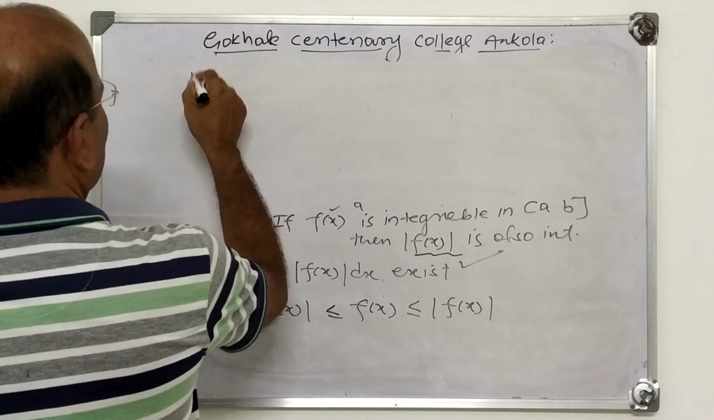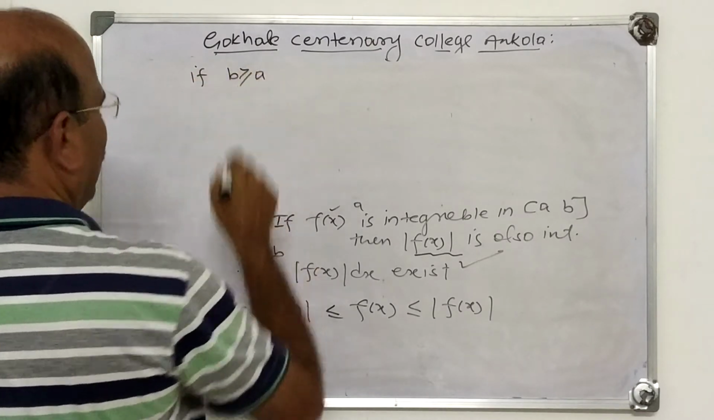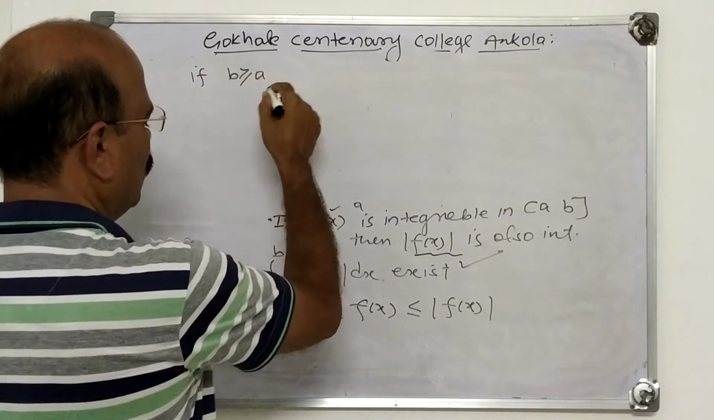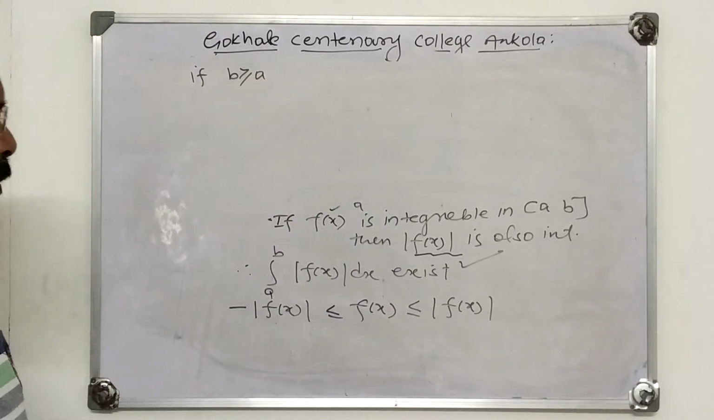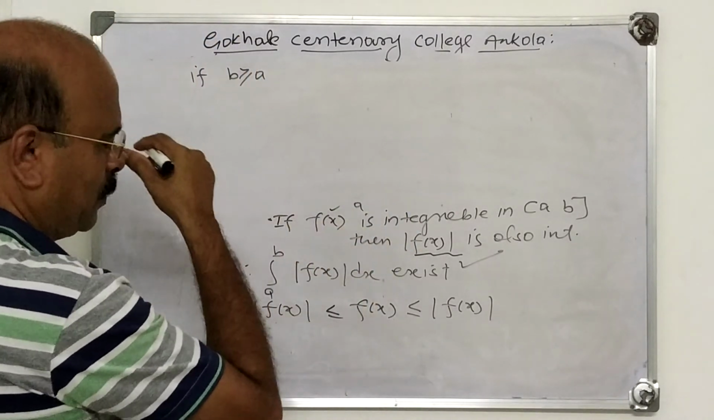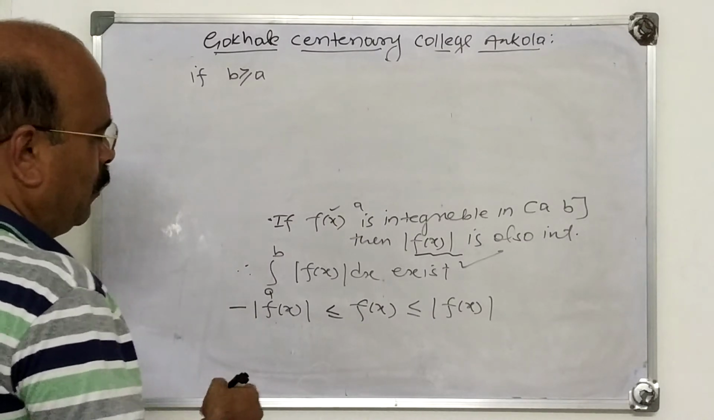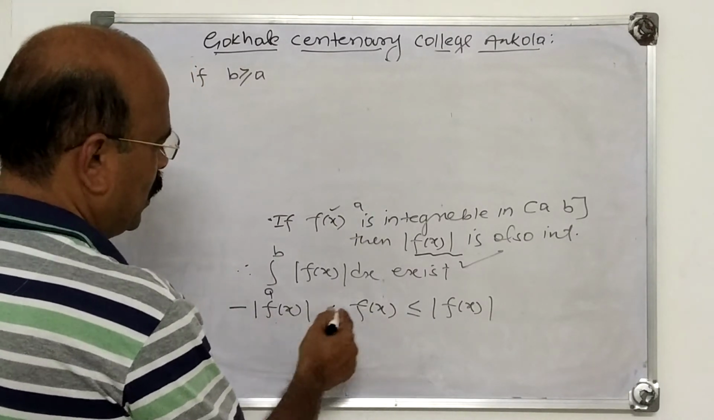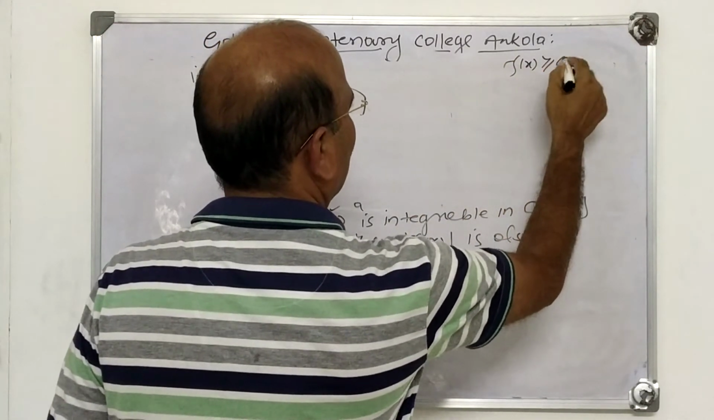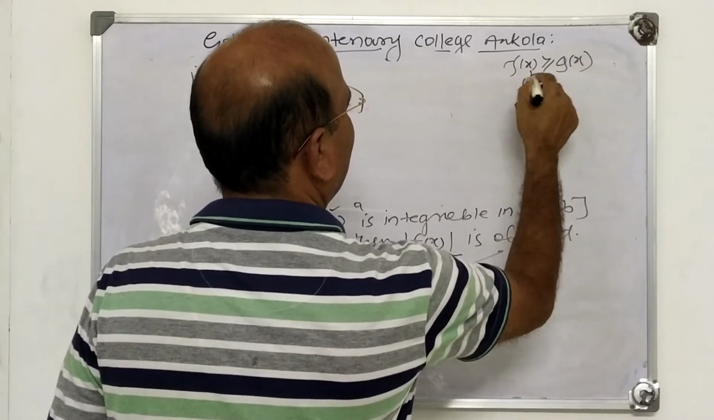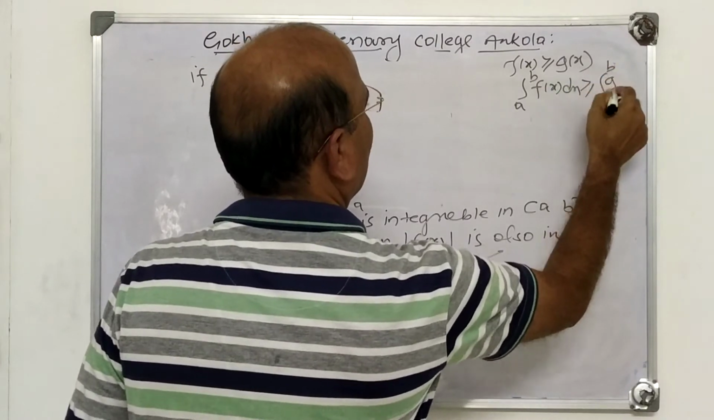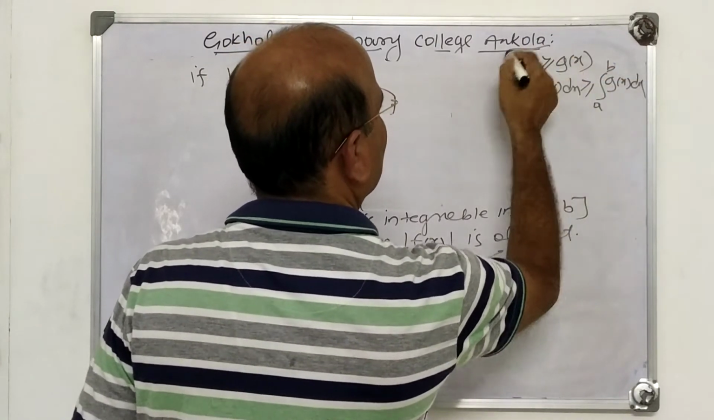Now we take the first case, b ≥ a, because we have to take two cases: b ≥ a, and b ≤ a also. If b ≥ a, then what happens? See the previous result. What does the previous one state? If f(x) ≥ g(x), then integral a to b of f(x) dx is greater than or equal to integral a to b of g(x) dx. See the previous result.